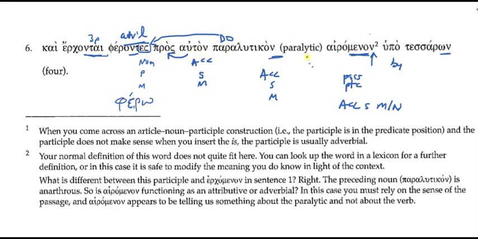Now, if we take this then as an accusative, singular, masculine noun, then I have a participle that agrees with it, apparently in case, gender, and number, right? So probably don't want to go with neuter here. I want to go with masculine. All right. Now, what's the lexical form of this verb? Iro. Yes, Iro. What does Iro mean?